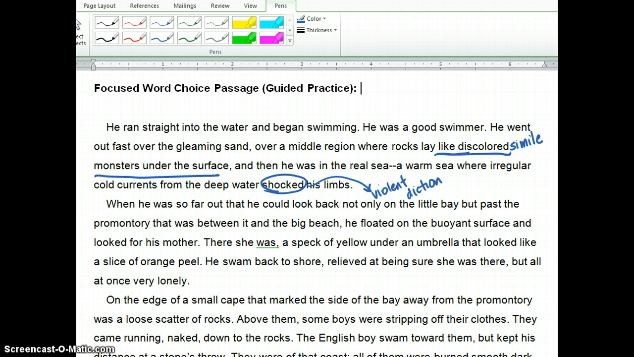This simile up here, of course, comparing it to discolored monsters, helps convey the danger of the bay versus the comfort and safety of the beach. Moving on to the next paragraph.